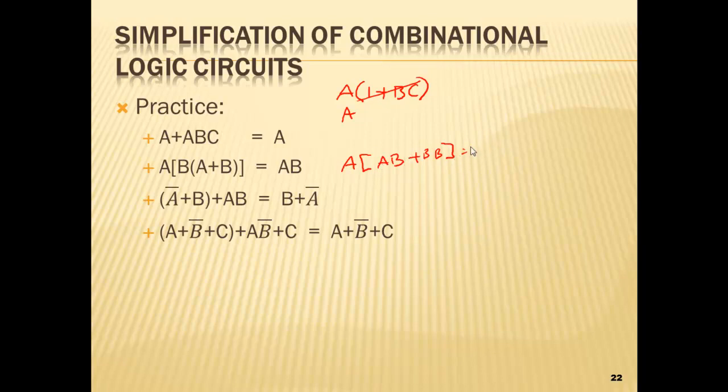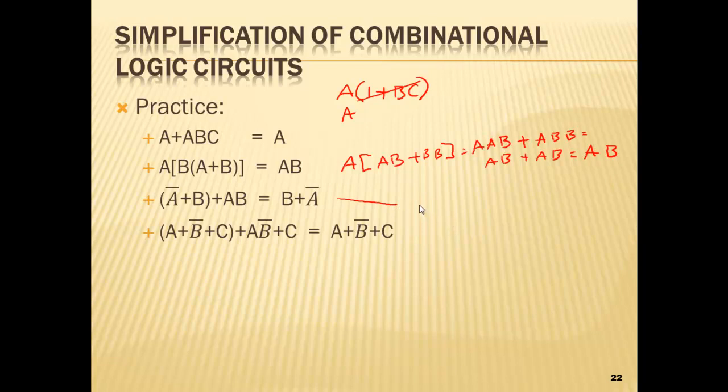So we take A times AB, we're left with AAB, plus, right here, and then A times BB is just ABB. And then combine these like terms, so AAB is just AB, and then ABB is AB. Anything ORed with itself is just itself.